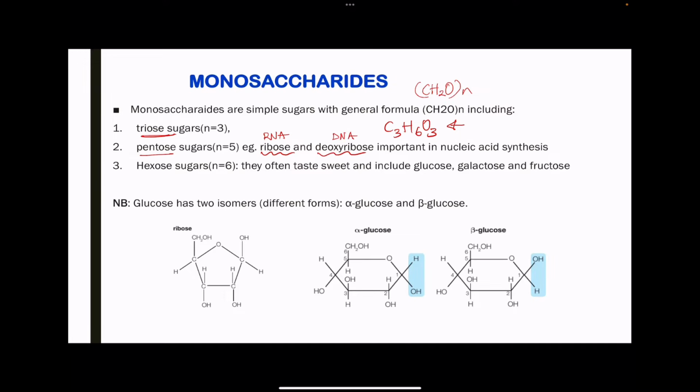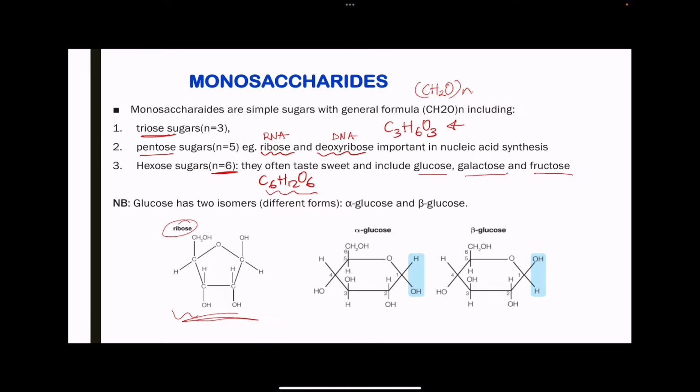So you need to know the basic structures. I put here an example which is ribose. You can see it's like that. Also, I included hexose sugars where n is equal to 6. An example is glucose where we have C6H12O6. This is when I substitute n is equal to 6, I get something like that. And this could be glucose, galactose, or fructose. So you need to remember the structure of glucose.